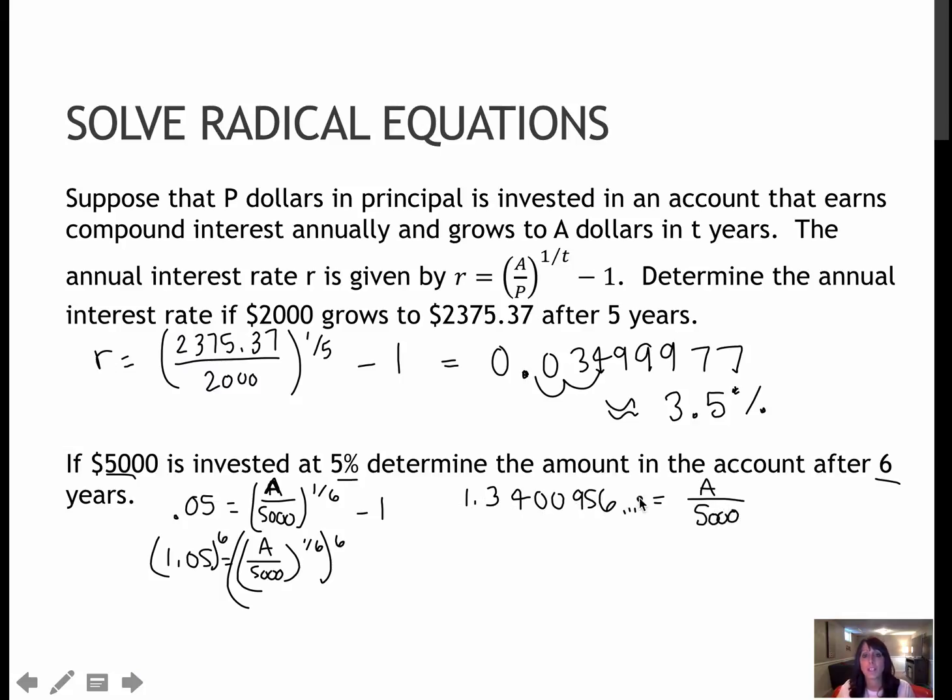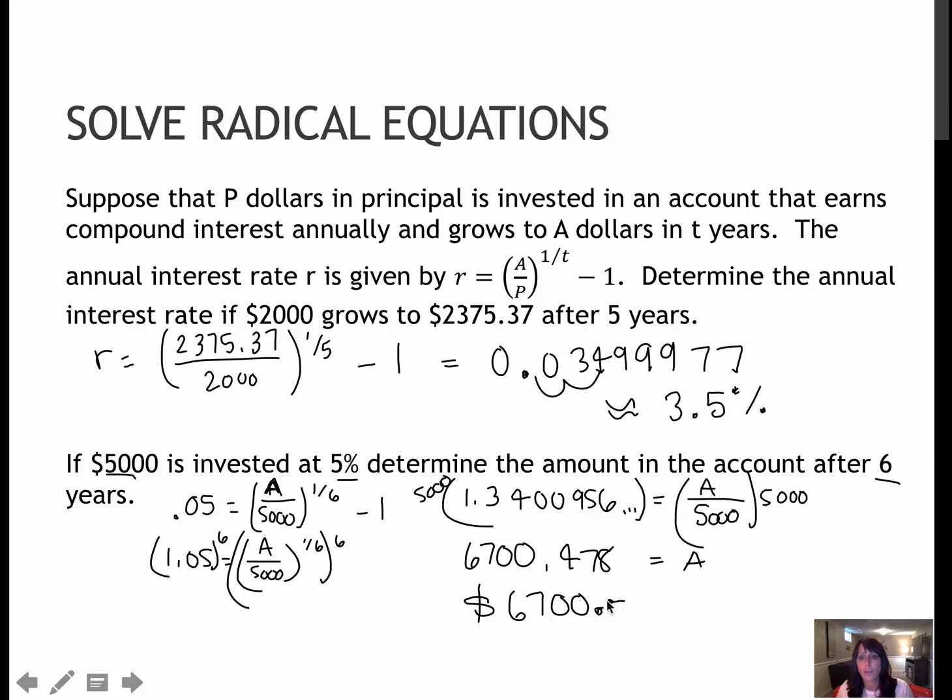So I'm going to take this very large number in my calculator. I know that in order to get A by itself, now I would have to multiply by 5,000. So I'm going to take not a rounded value, but my exact value in my calculator. I'm going to multiply that by 5,000. That gives me 6,700.478, etc. And of course, we're dealing with money, so it doesn't make sense to have an answer like this. So we're going to say it's $6,700.48, rounding to the nearest penny.